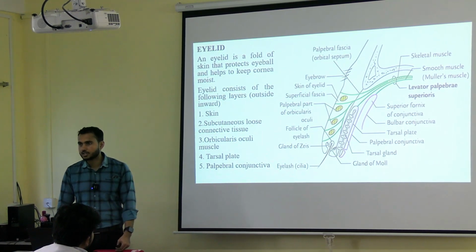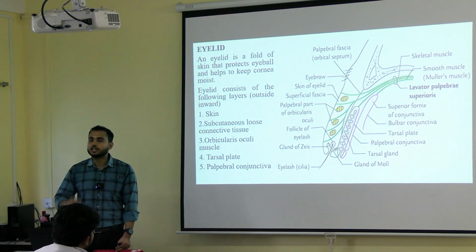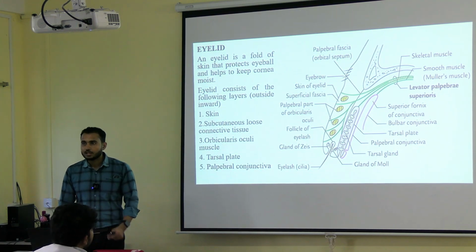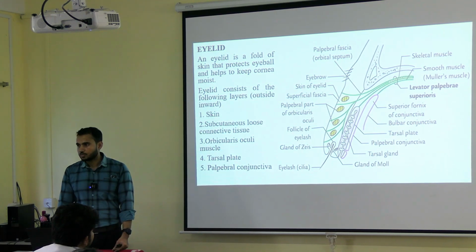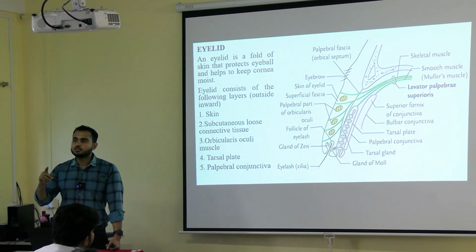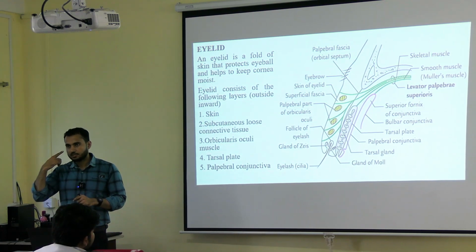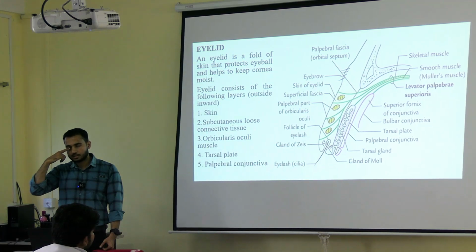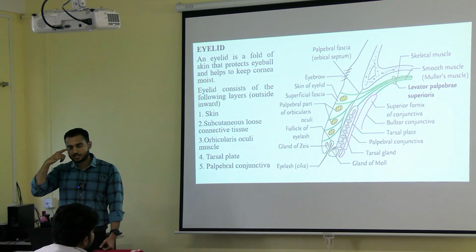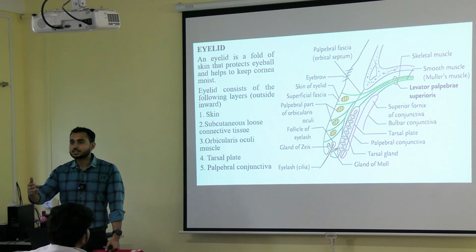This is a very important structure. First of all, it will protect the eyeball and it will keep the cornea moist. Now, the eyelid is made up of 5 layers. So what you have to do: stand in front of a mirror, close one of your eyes, and with the other eye, whatever you see, this particular part just above the eyelashes, that is the external most layer, that is the skin.